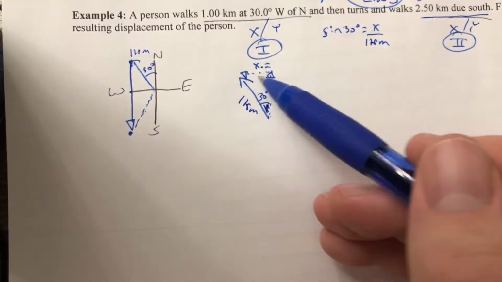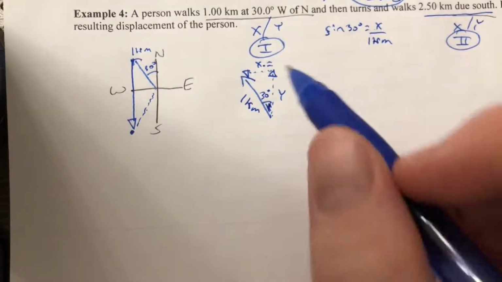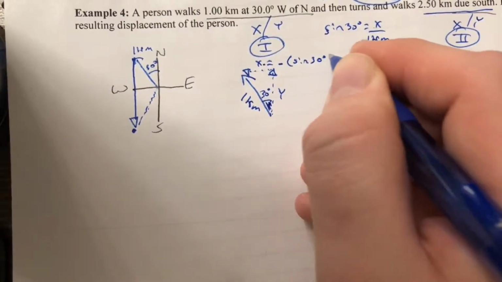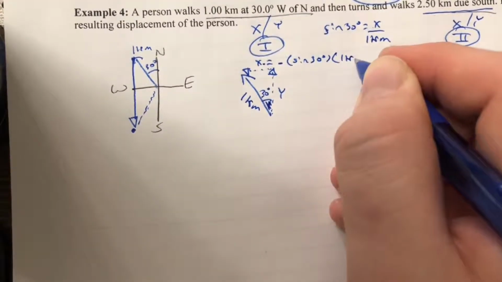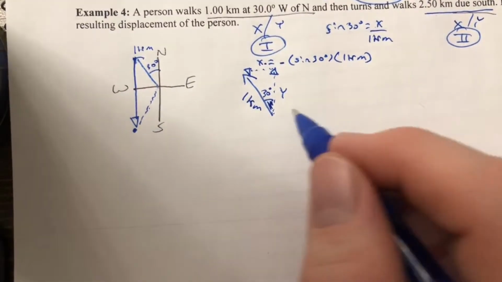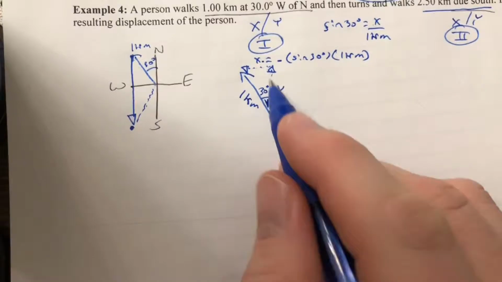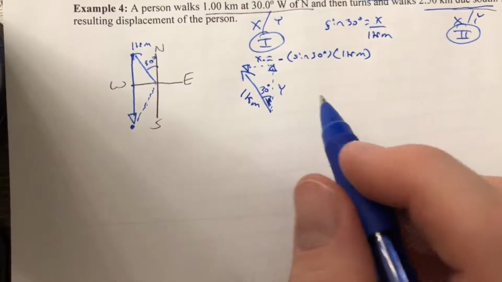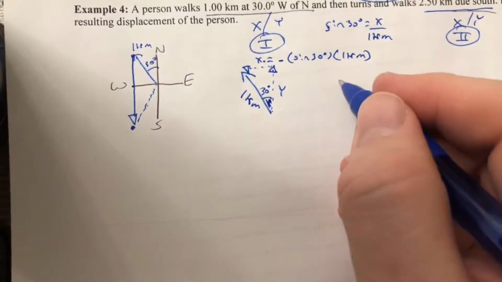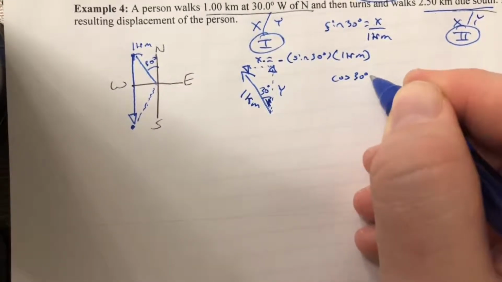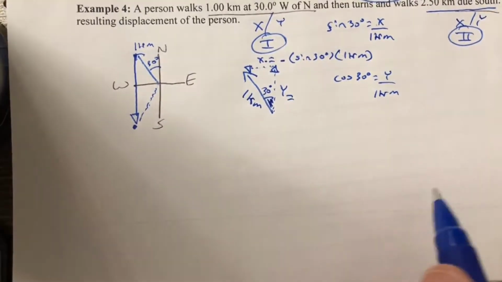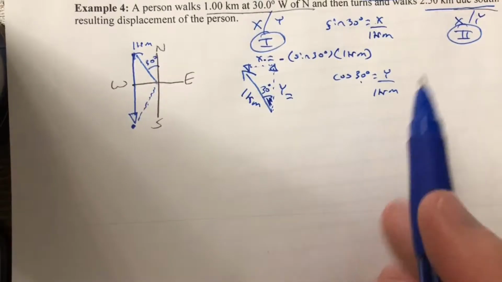And since it's going to the west, I'm giving that a negative. So it's negative sine of 30 times 1 kilometer. Whatever that happens to be, and we'll do it in the table in a second. Now the Y value is going up, so it's going to be positive. And this time it's the adjacent side over the hypotenuse. So this one is the cosine of 30 equals the Y over 1 kilometer. So the Y in this case, to get the Y by itself, I'm just multiplying those two.